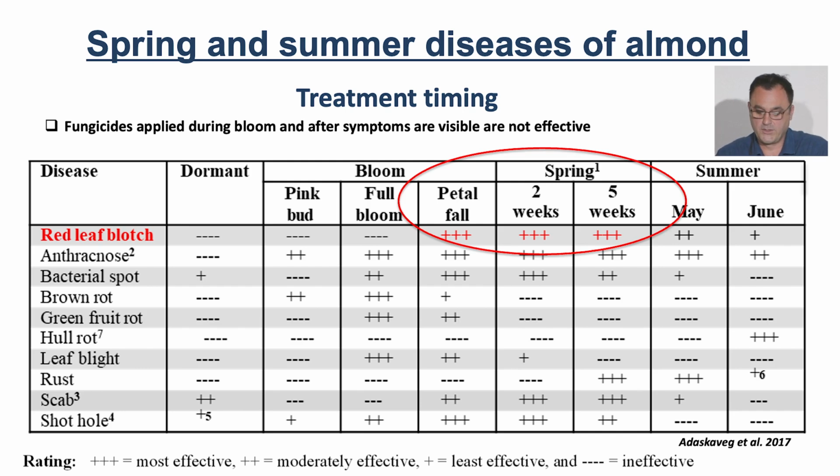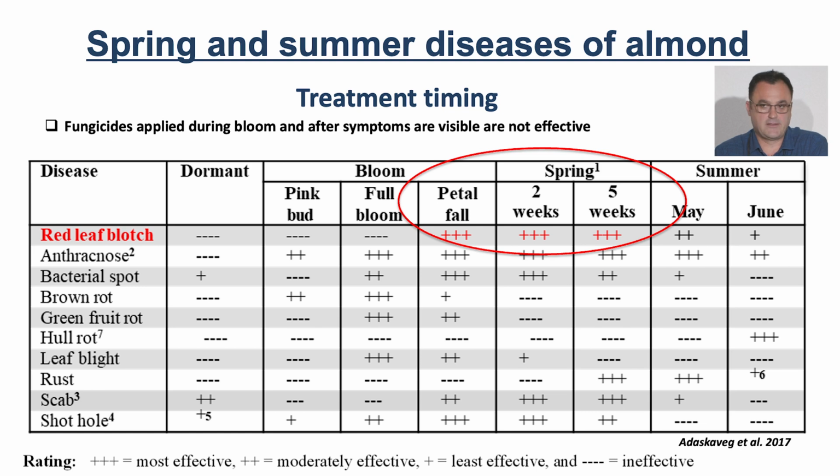So that means petal fall, 2 weeks and 5 weeks. So let's say if you have a good program for the management of these other foliar diseases like shothole and scab, then the expectation is that you will cover your red leaf blotch. So if it was found in your orchard this year, remember disease management also comes with a knowledge of orchard history. If it was found in your orchard this year, we highly recommend that you take action next year with a petal fall spray and 2 weeks at least, and then if rains continue, eventually go for 5 weeks.